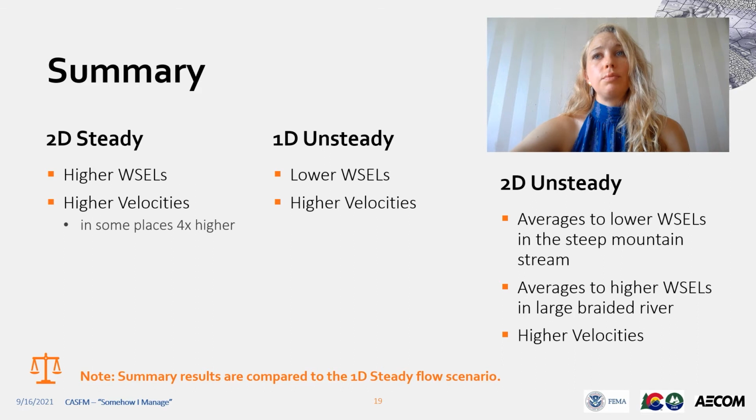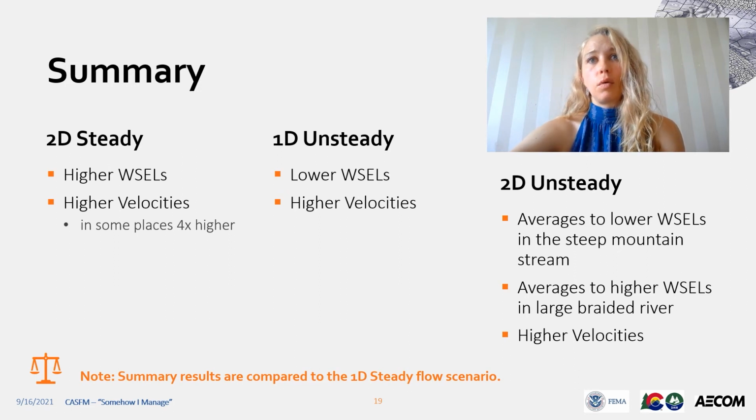Like I mentioned previously, the higher water surface elevations in the large braided rivers could have been due to how we extracted the water surface elevations at the profile lines. And here again, we saw that 2D unsteady calculated higher velocities. So these are some general trends that we saw in our test runs. It's very possible that if we were to look at other variables such as model detail or adjusting the Manning's values or looking at runs on multiple reaches, we could see something slightly different. But I find it interesting that the velocity calculated higher pretty much across the board.